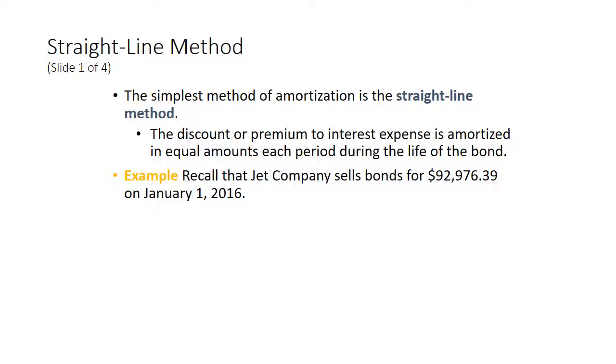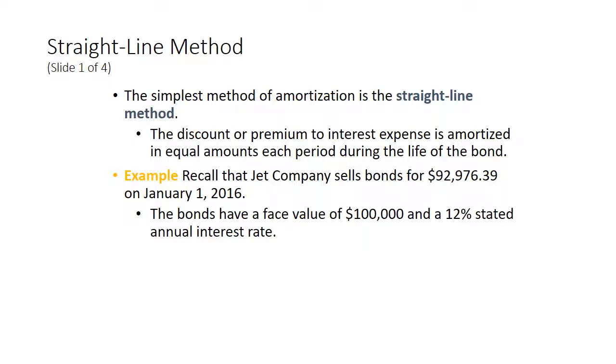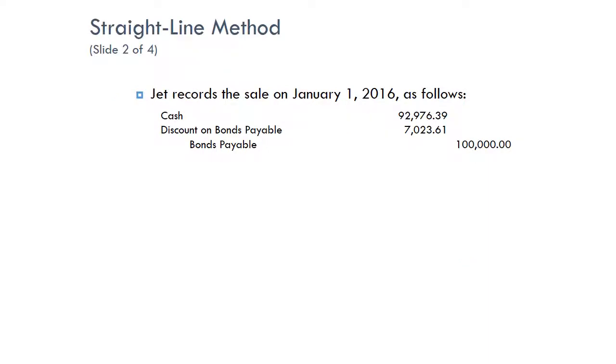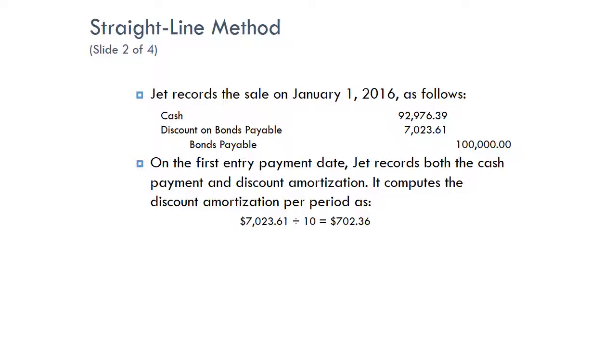Recall Jet Company sells bonds for $92,976.39 on January 1. So they sold them at a discount. Interest is paid semi-annually. So what they'll do is they'll record, of course, the sale of the bond and the discount. The discount is $7,023.61. Each interest payment, so we determine the number of interest payments. 5-year bond, twice a year, that's 10 interest payments.